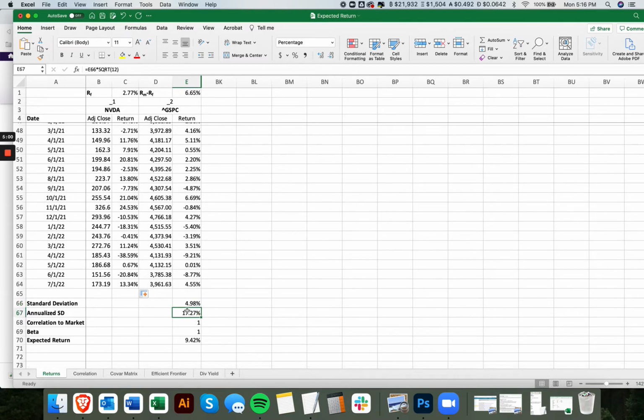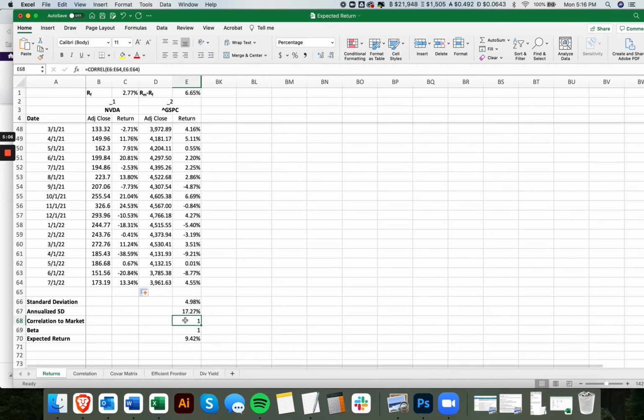And then we annualize it by multiplying it against the square root of 12. We want to see what the correlation of the market is. In this case, this is our market proxy, so we have a perfect correlation. We just use the correlation function, measuring the returns against themselves. And then same with beta.